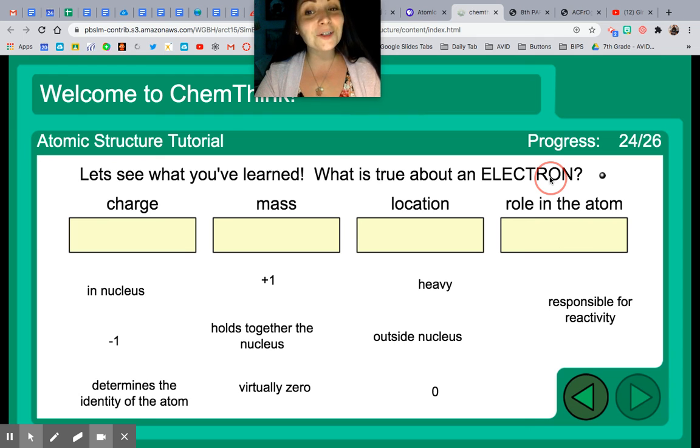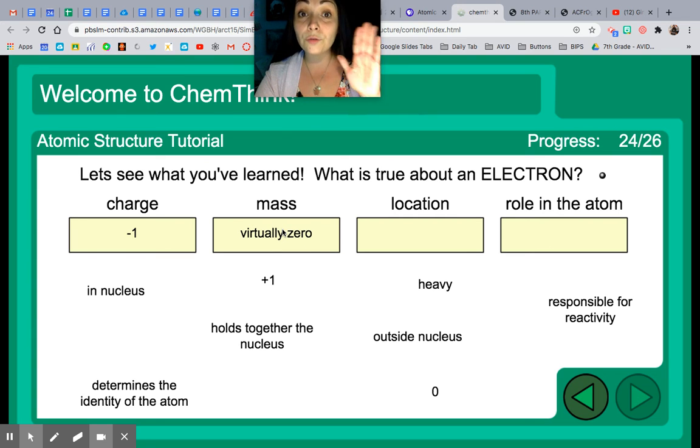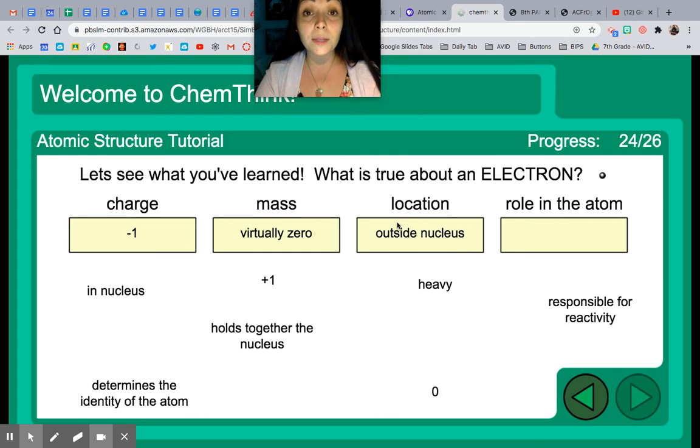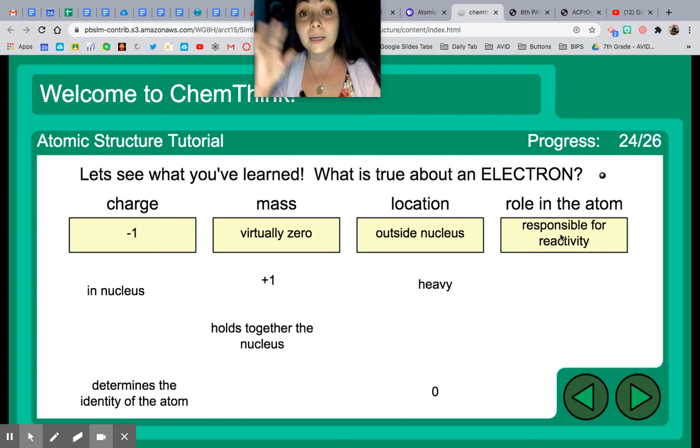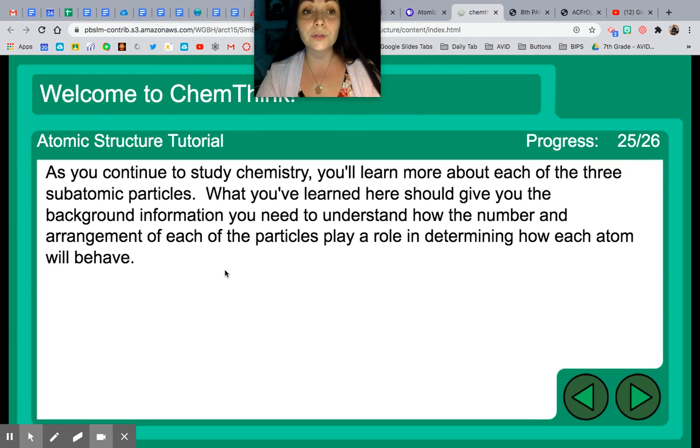And then we'll do electrons. So remember, if protons are positive and neutrons are neutral, then electrons are negative. The mass is virtually 0 because it's like 1/2000th. So 2,000 electrons equals 1 proton. They are located outside of the nucleus in what we call the electron cloud. And it's responsible for reactivity, y'all, because the gain and loss of electrons creates those kind of energy transfers.